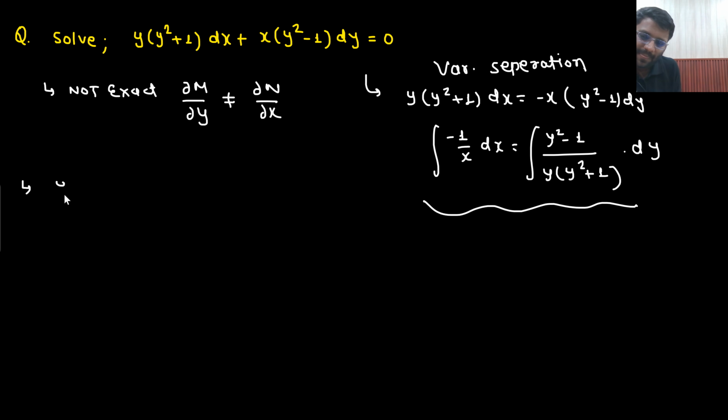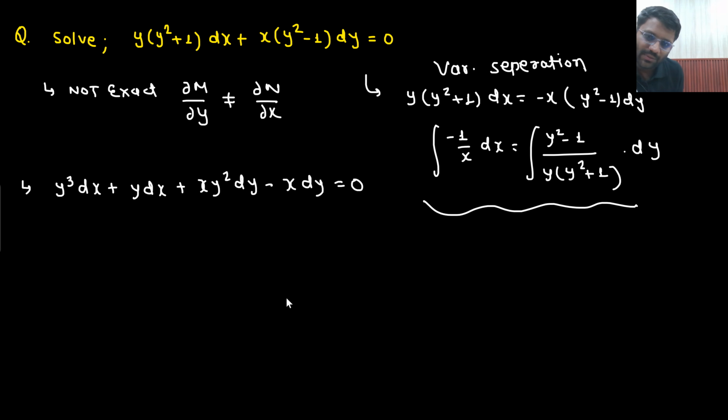Sir, it is y cube dx plus y dx plus xy square dy minus x dy equals 0. Something like y dx minus x dy. These guys can do something. These guys can create some magic. Plus xy square dy plus y cube dx equals 0.